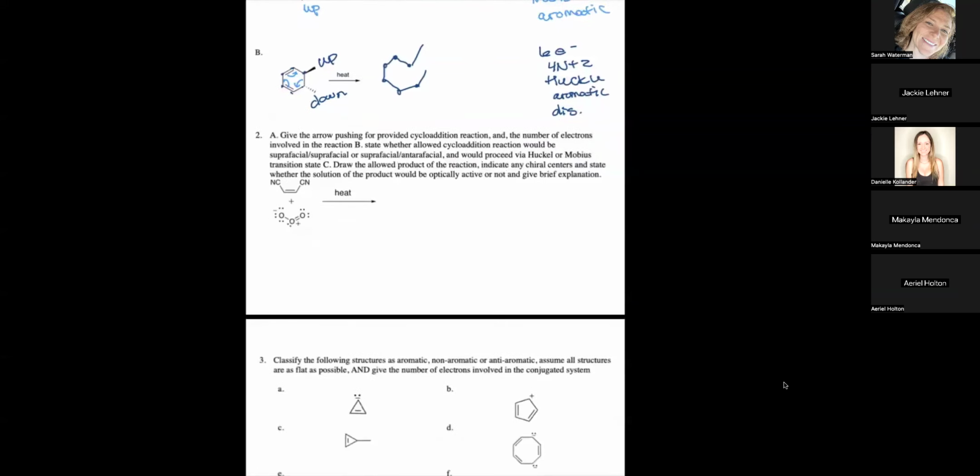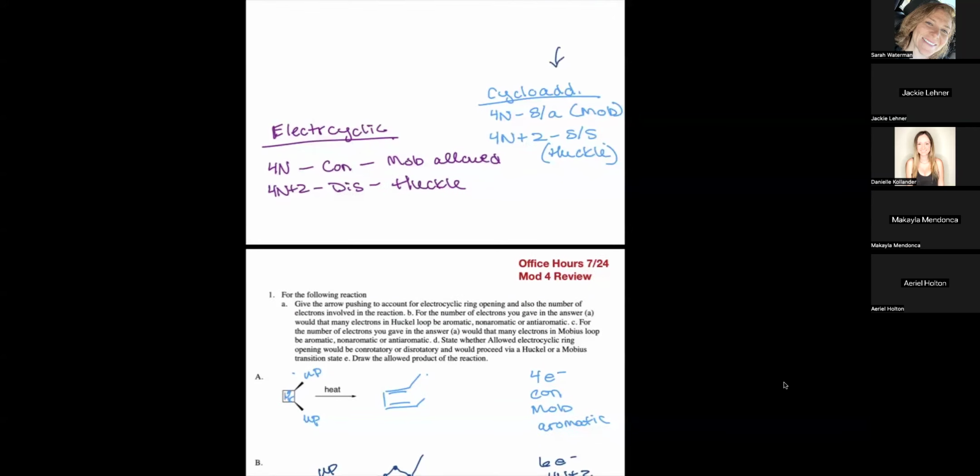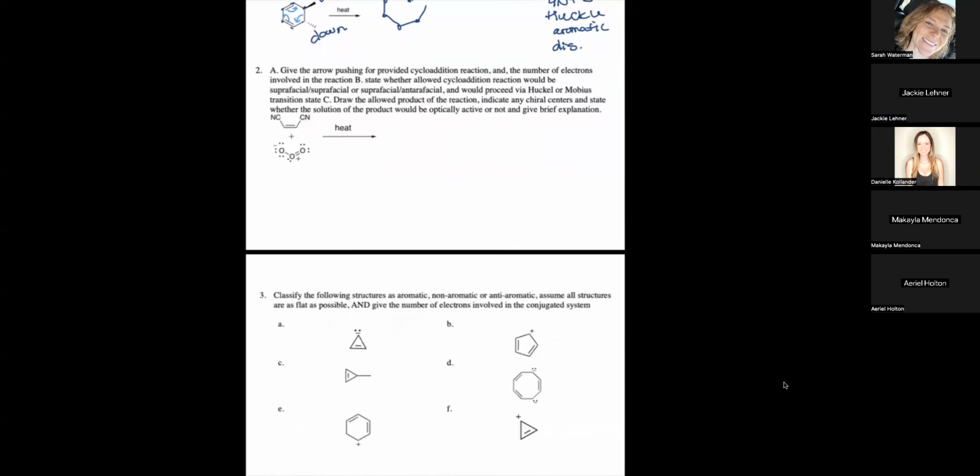Okay, perfect. So now we have our cycloaddition. So remember that's this piece of it, right? Let's go back. There we go. Okay, so give the arrow pushing for the provided cycloaddition reaction and the number of electrons involved in the reaction. State whether the allowed cycloaddition reaction would be supra-supra or supra-antra and would proceed via Huckel or Mobius. Draw the allowed product of the reaction, indicate any chiral centers, and state whether the solution of the product would be optically active or not, and give a brief explanation as to why. So how many electrons are a part of this reaction?